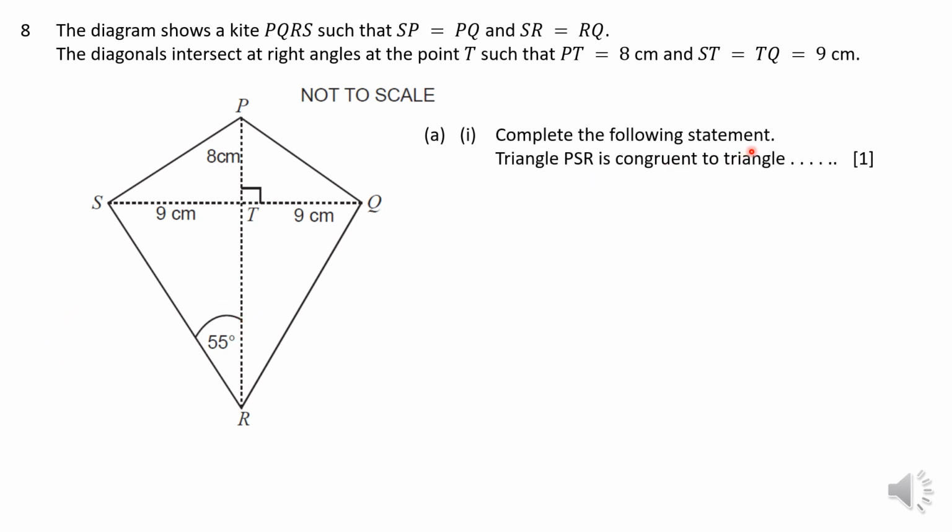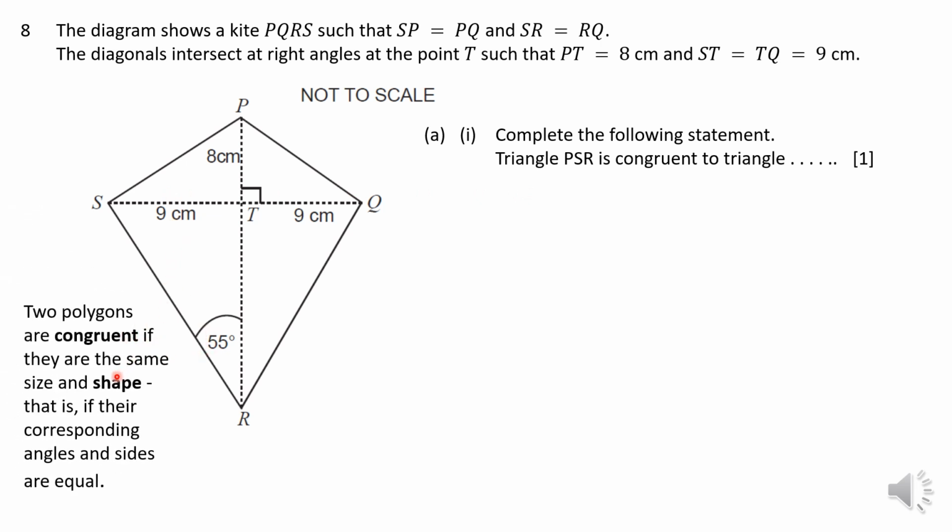They say you're supposed to complete the following statement. Triangle PSR, so we're talking about this particular triangle here, is congruent to triangle, and we have to fill that in. So what does congruent mean? Well, two polygons are congruent if they are the same shape and size. So if you were to take this particular line here, and suppose that is a folding line, and you fold, you realize that triangle PSR will be superimposed on triangle PQR. It will fit exactly on top of that. We say therefore the two triangles are congruent.